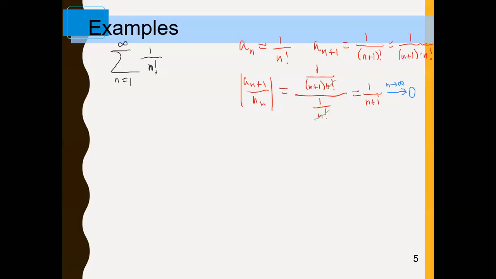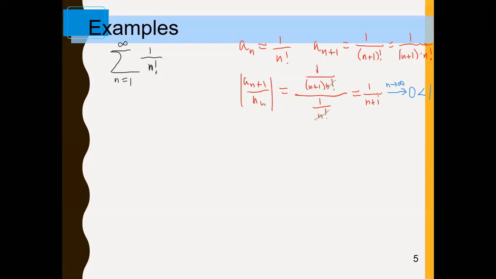What that basically is telling you is that 1 over n factorial goes to 0 faster than any exponential function could. Does that make sense? So 1/2 to the n goes to 0 really fast, but 1 over n factorial is going to 0 like crazy fast. Okay, so this is less than 1.